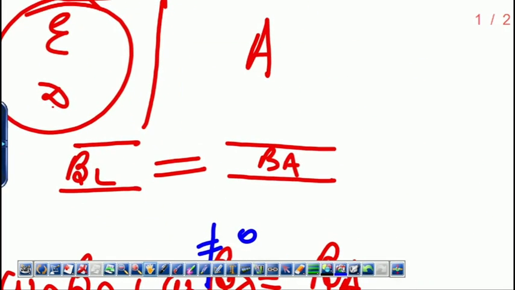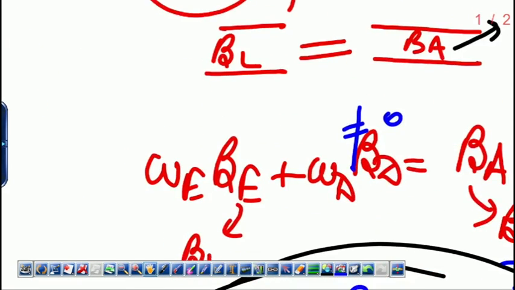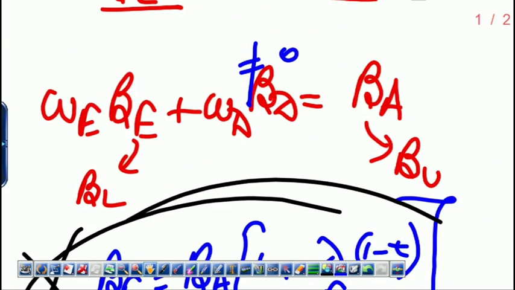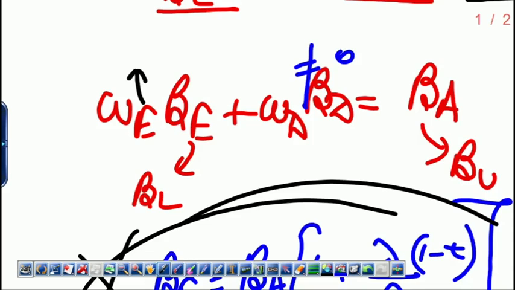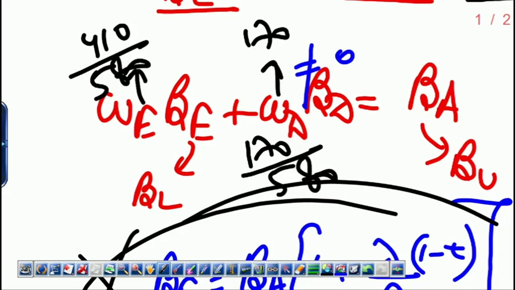This asset beta is 1.39. So the beta of the liability side, weighted average, should also be 1.39. Okay, we know equity is 410 crores. So the weight is 410 by 580. This debt is 170 crores. So the weight is 170 divided by 580. We know debt beta 0.24. We know asset beta 1.39.